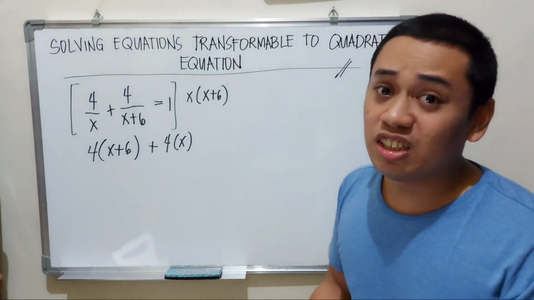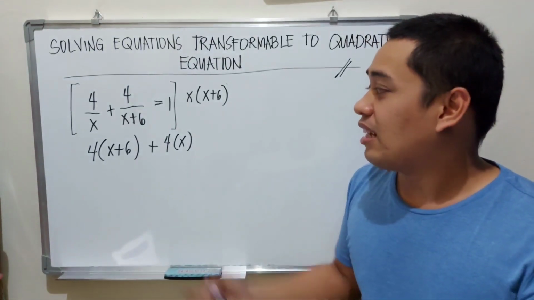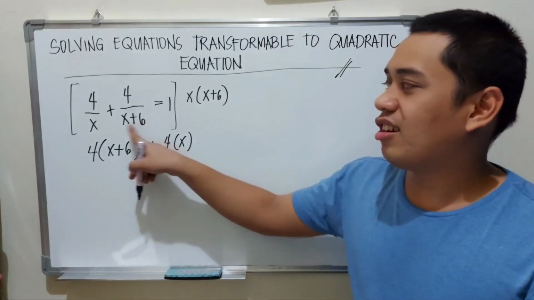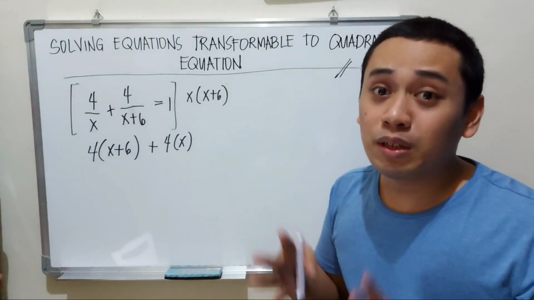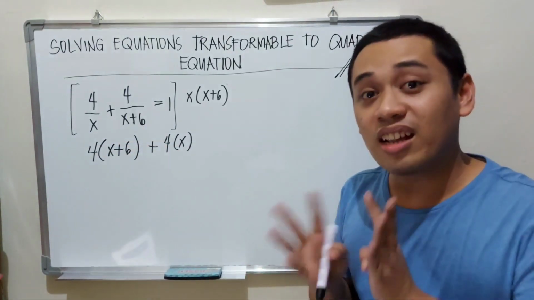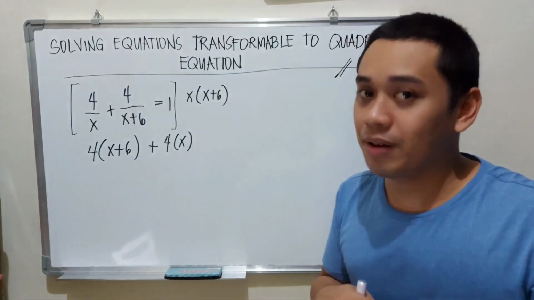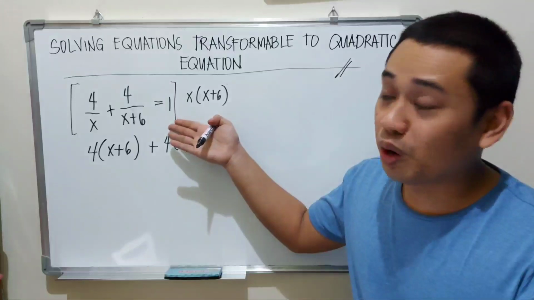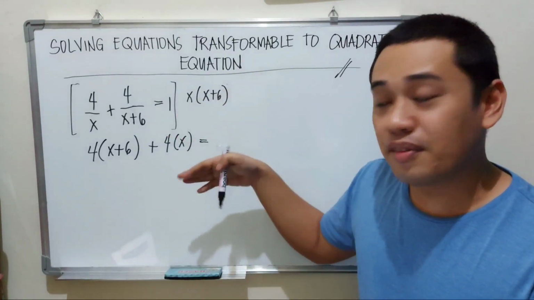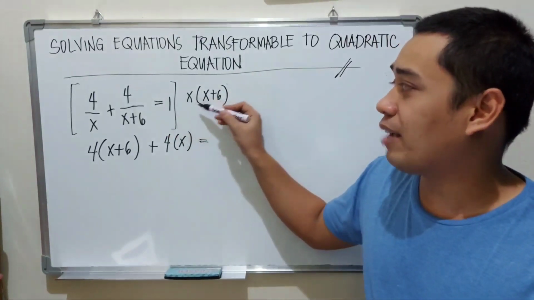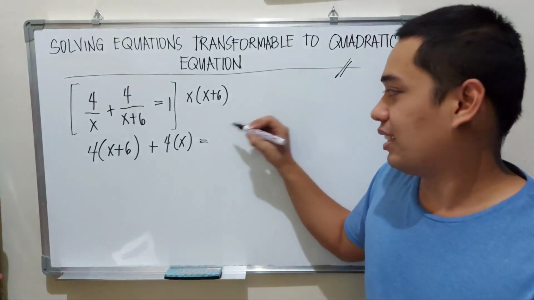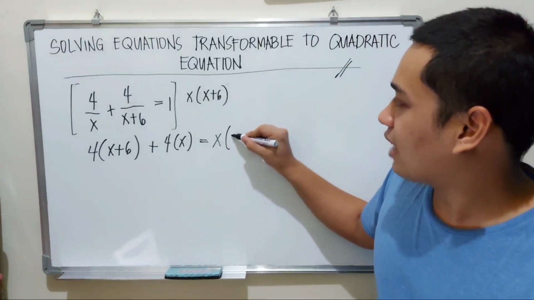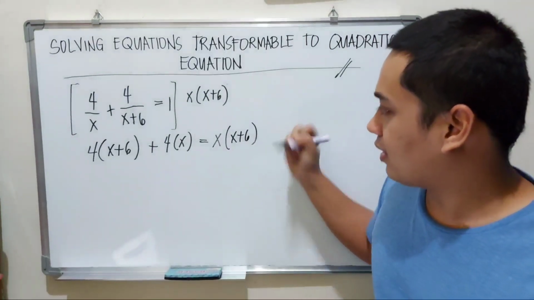Kung mapapansin ninyo, nagkapalit lang po ng multiplier yung mga denominators nila. That is because the shortcut method po sa LCD natin, pwede yung cross multiplication. Is equal to, since whole number yung 1, wala na siyang ipagdi-divide, so you just multiply 1 times x plus 6. So that is x times x plus 6.